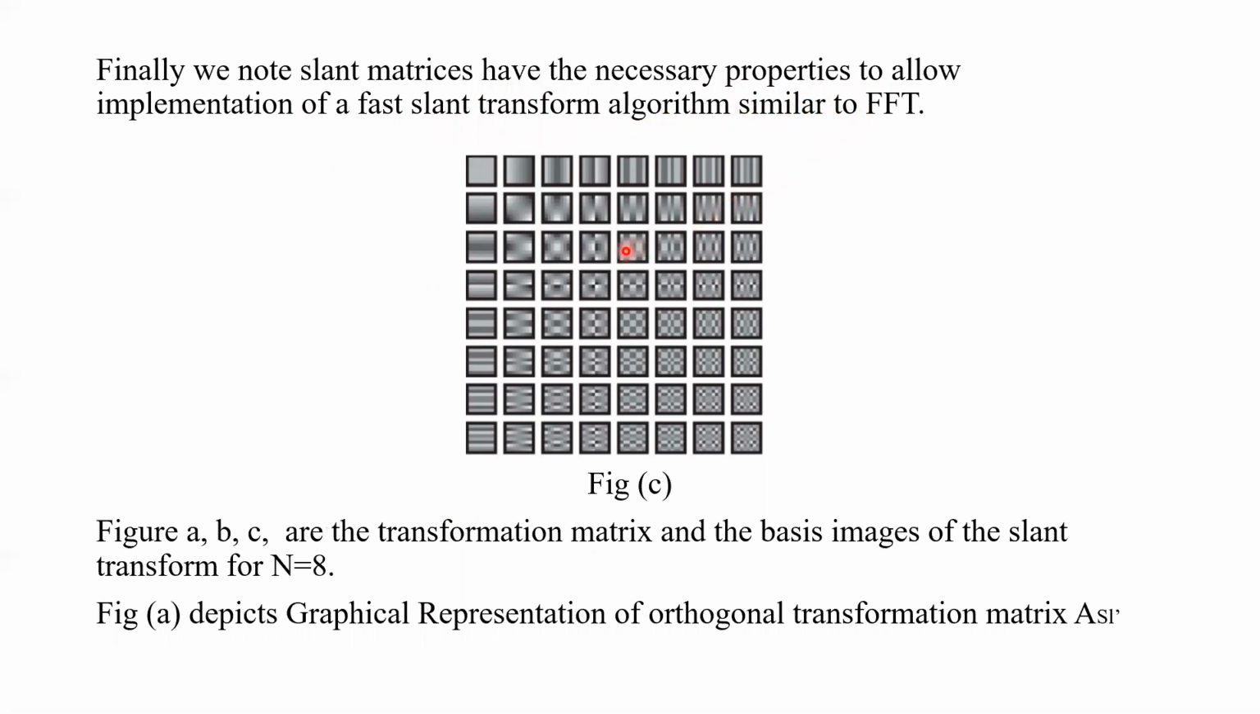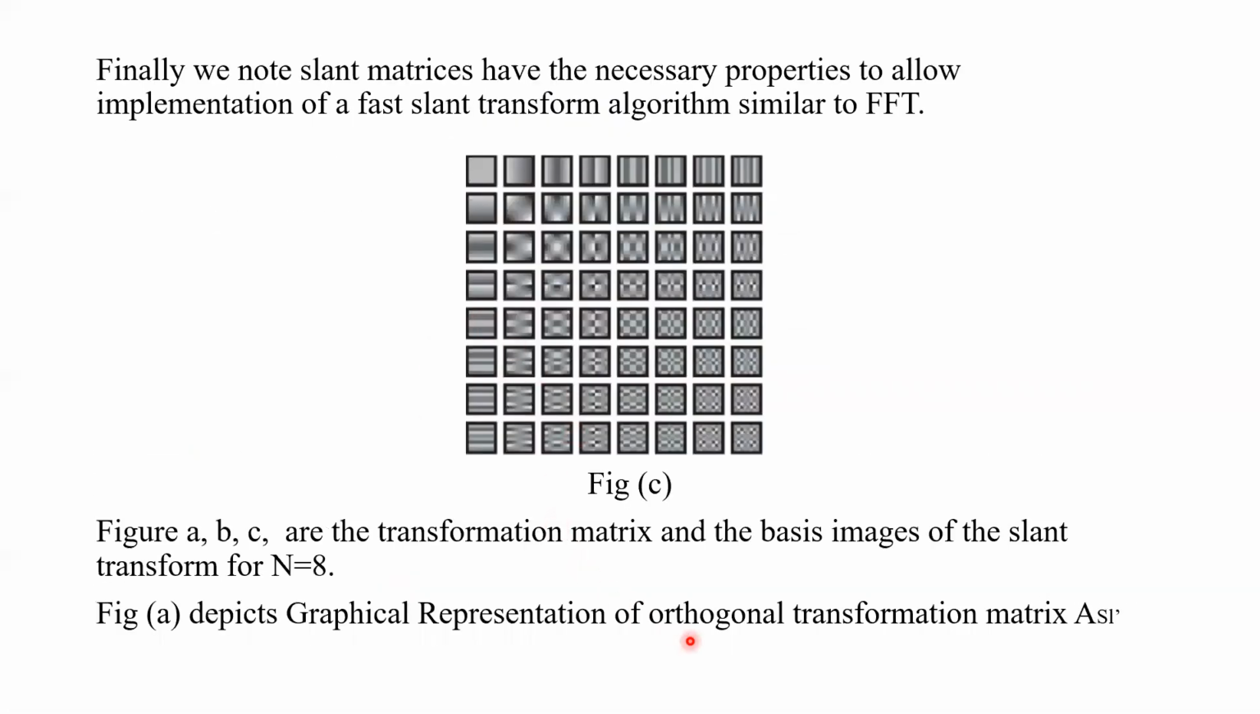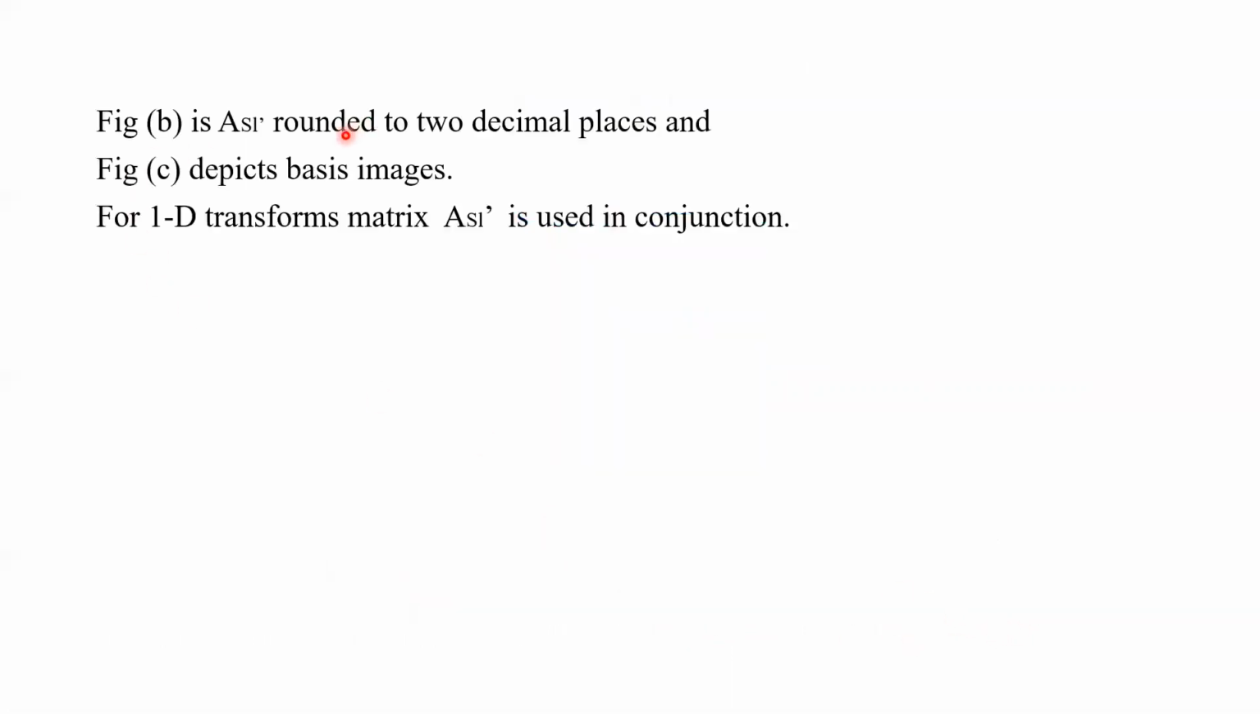This is the grayscale depiction or graphical representation. Figures A, B, C are the transformation matrix and the basis images of the transformation for n equal to 8, order 8. Figure A depicts the graphical representation of the orthogonal transformation matrix A, figure B is A slant rounded to 2 decimal places, and figure C depicts the basis images. For the 1D transform, the matrix A slant is used in conjunction.